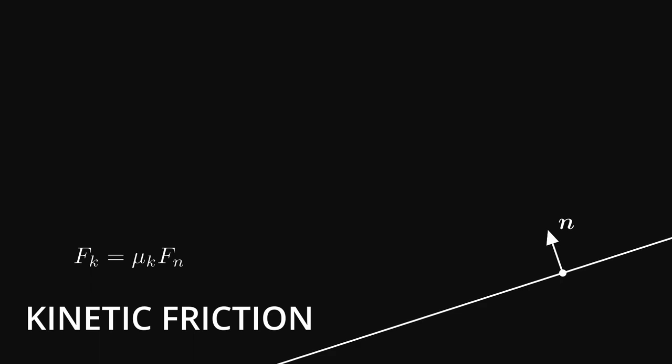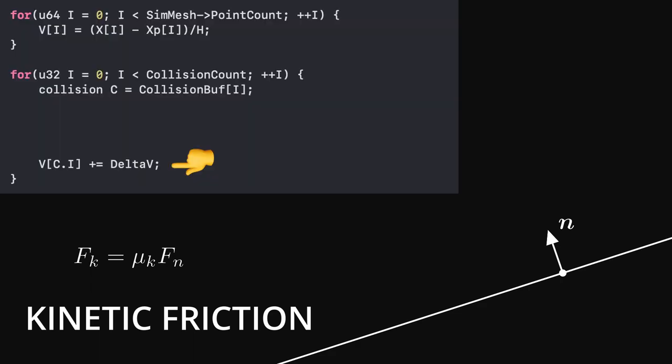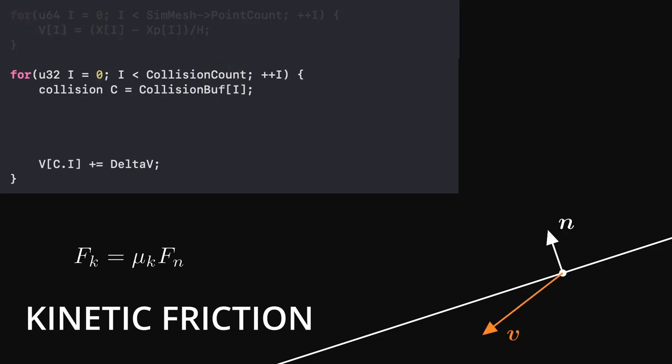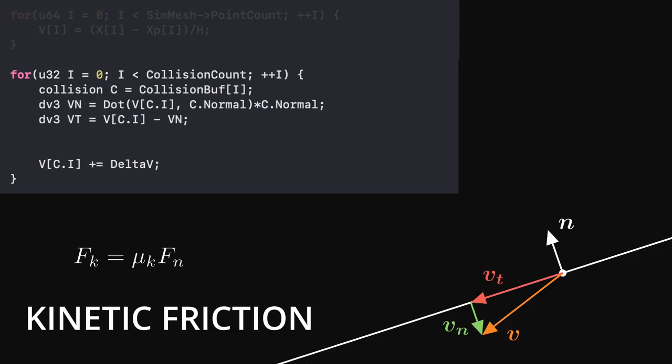XPBD suggests to integrate this force in a completely new algorithm step, the velocity update. It happens after everything else, so after the velocity is computed. For each collision, we compute the velocity of that point in tangential direction by first computing the velocity's normal components and then subtracting it from the velocity. The computation is very similar to the positional constraints, but this works on velocities instead.